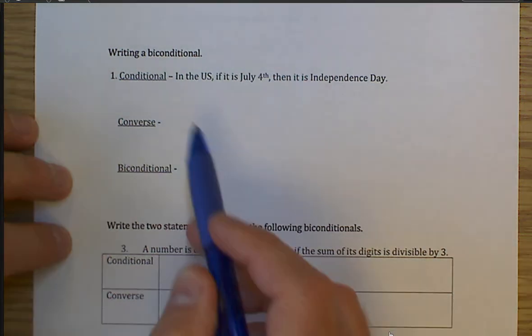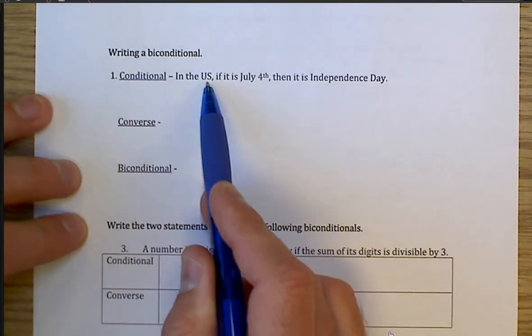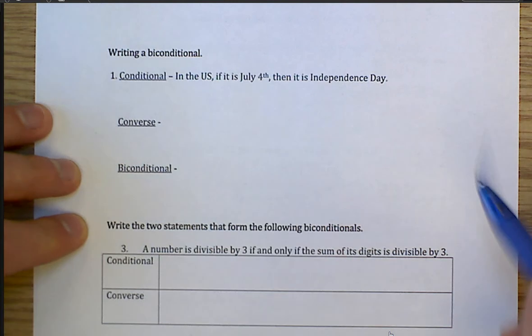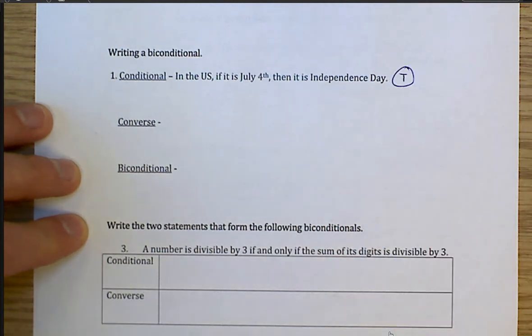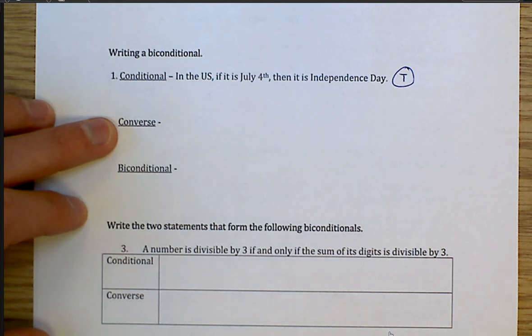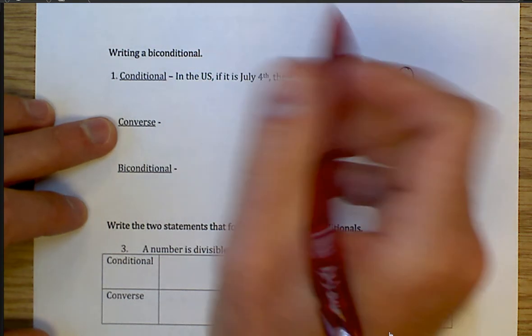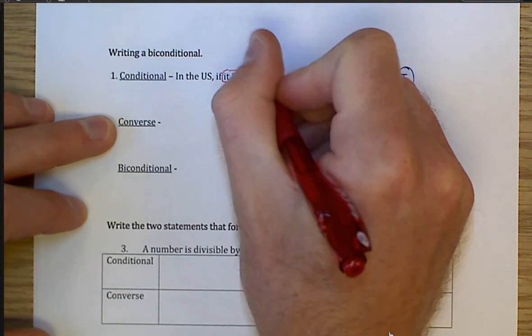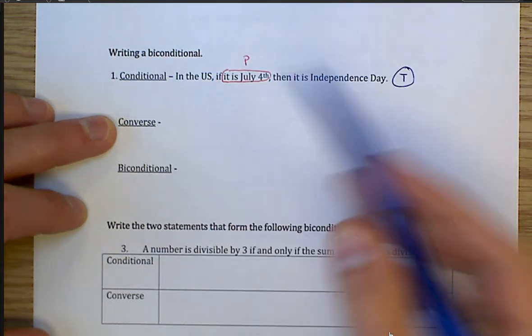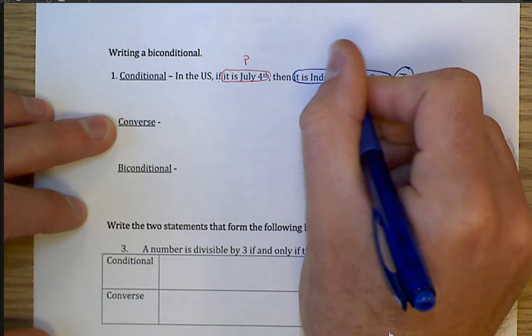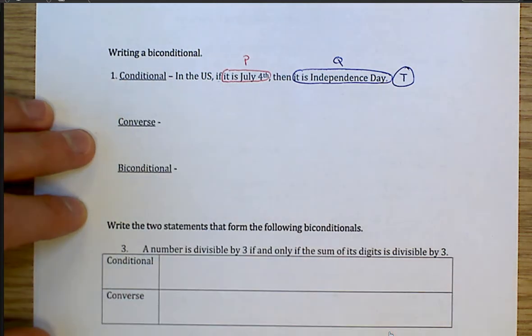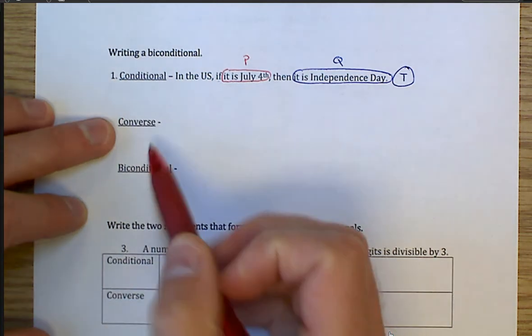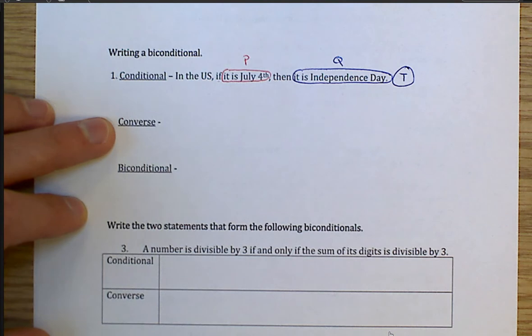Let's read the conditional. In the U.S., if it's 4th of July, then it's Independence Day. That is a true statement. If it's the 4th of July, then we call that Independence Day in the United States. So the converse. Let me go back. It is July 4th. That's your P. We don't include the word if. It is Independence Day would be your Q. So that's your conditional statement. Your converse. Now you can write this, like I said, a couple different ways here. I'm going to put this.